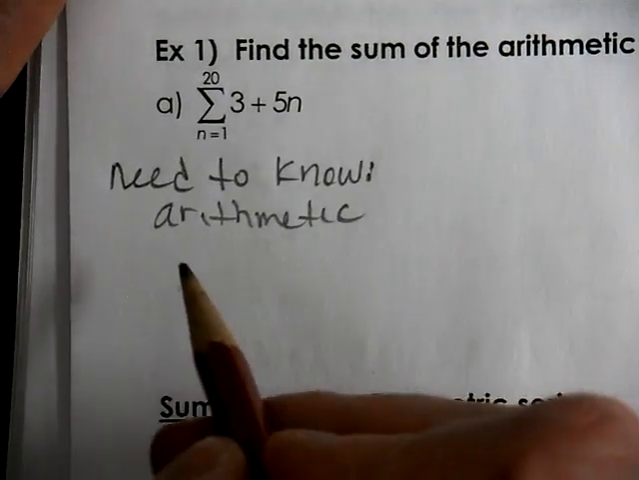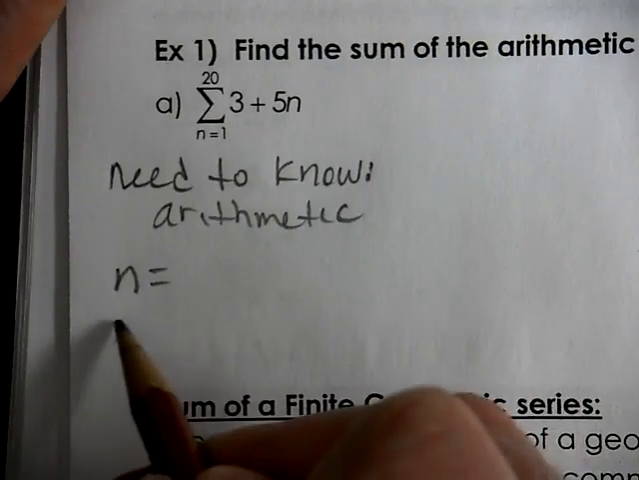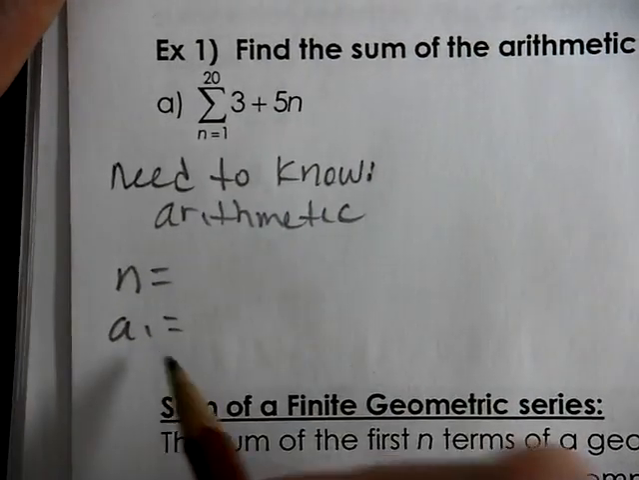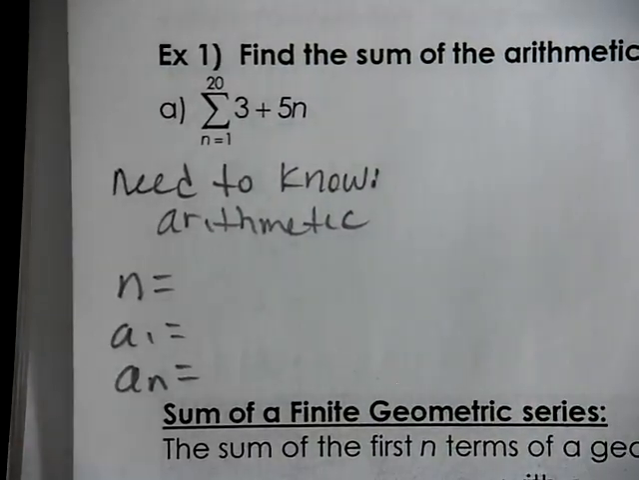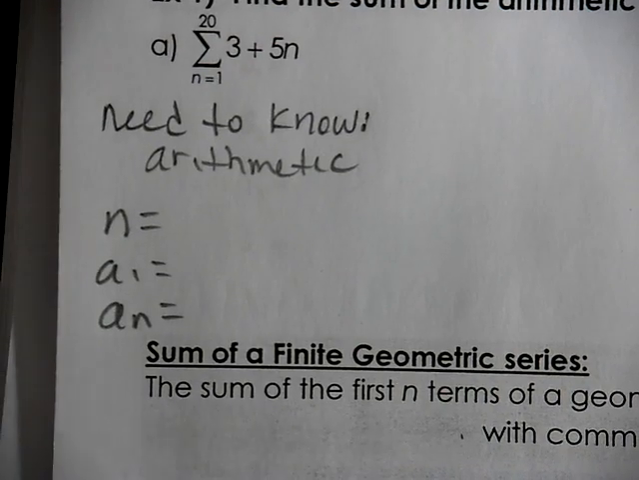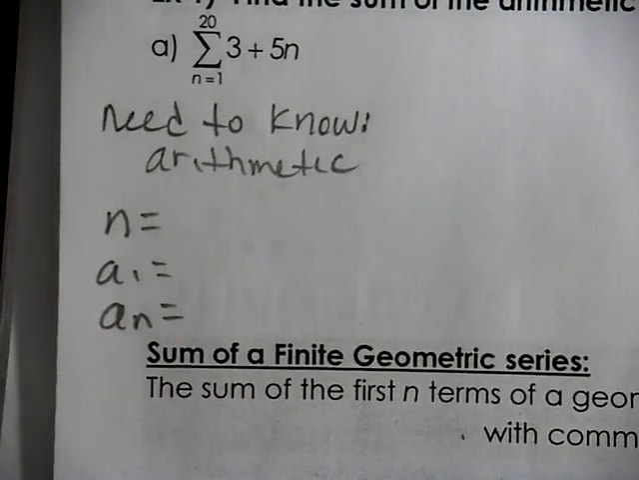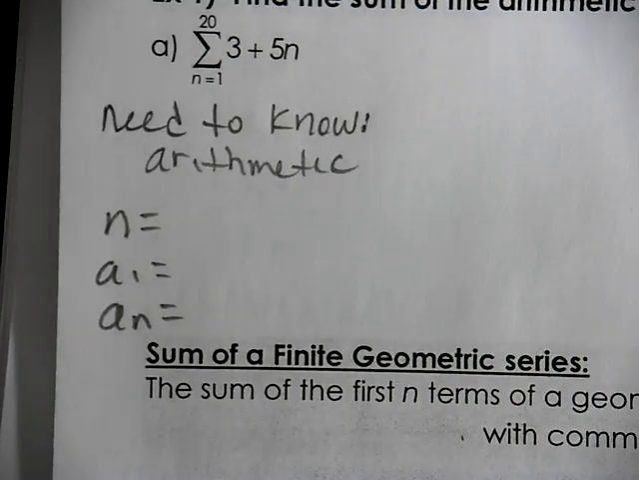Then if it's arithmetic, we need to know the number of terms. We need to know the first term, and we need to know the last term. Those are the things we need to know. How many terms, what is your n in this case? The number of terms is not 1. It is 20. Why is the number of terms 20? How do we know the number of terms is 20?